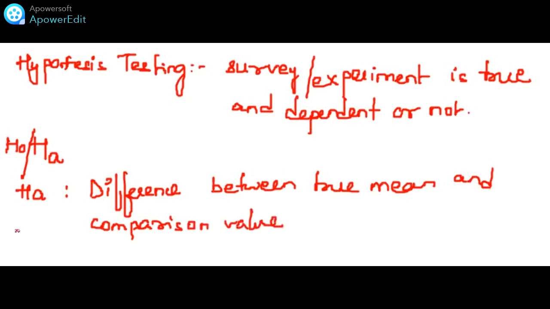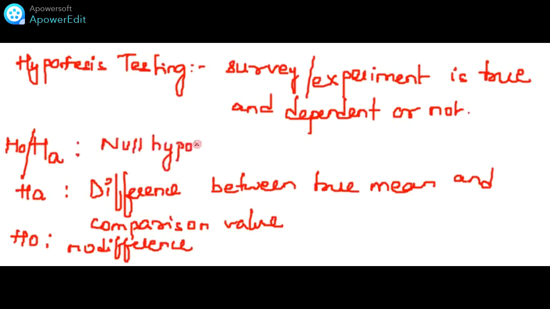And the null hypothesis, what does it state? That there is no difference between the mean and the comparison value. So this is about the two hypotheses, the null hypothesis and the alternate hypothesis. I'm not writing in detail here, just the names: the null hypothesis, which is denoted by H0, and HA is the alternate hypothesis.